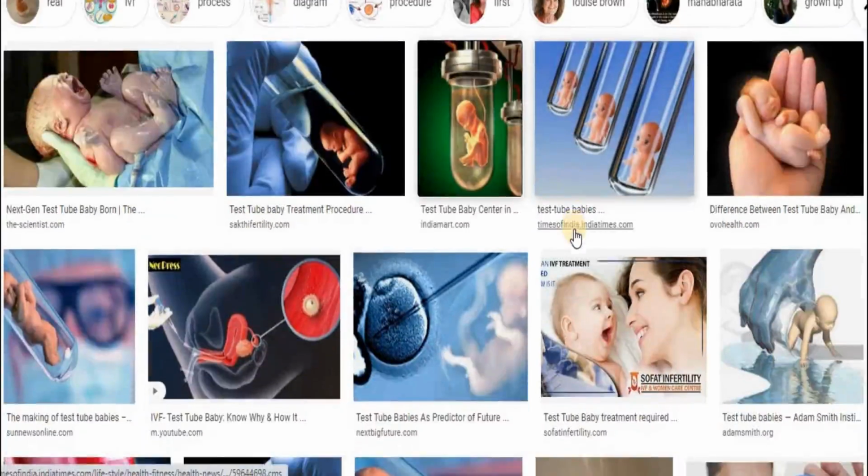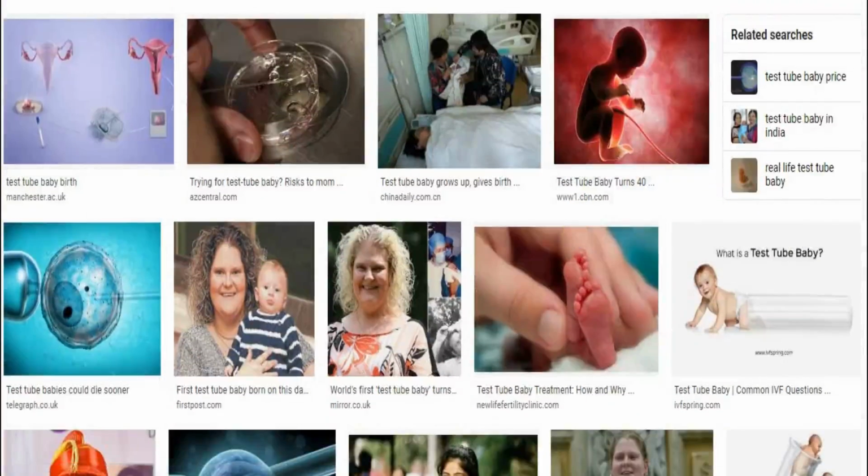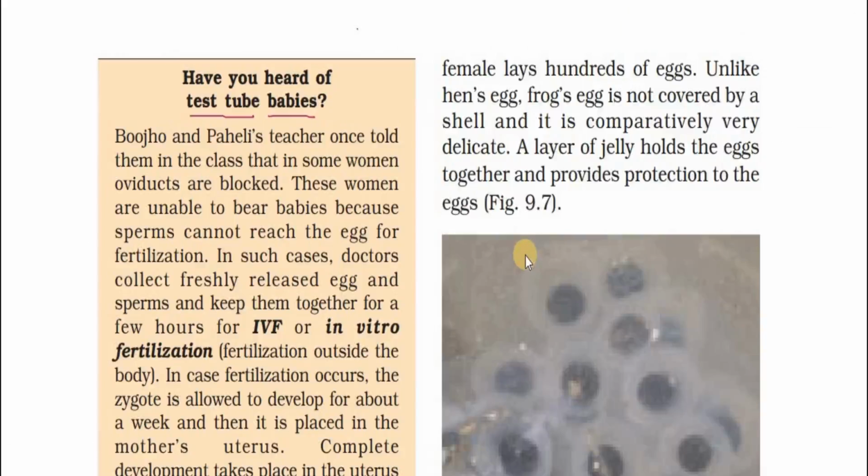What is a test tube baby? Let us just understand, okay? And then I'll show you what the reality is. So now there are many women whose oviducts are blocked. So what happens? The egg cannot meet the sperm, and fertilization cannot occur, or there may be some other reasons also. Due to these reasons, these women are unable to bear babies, because, as I just told you, the sperms cannot reach the egg, and fertilization cannot occur.